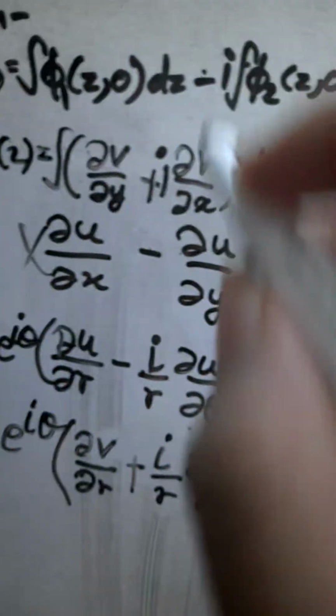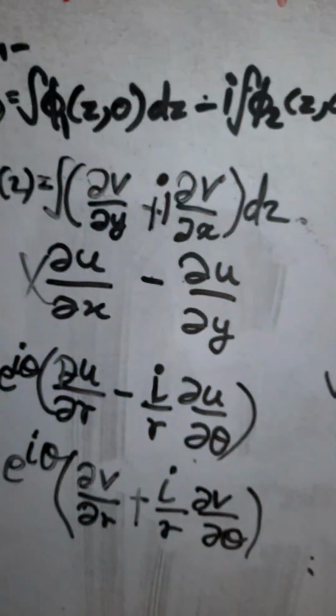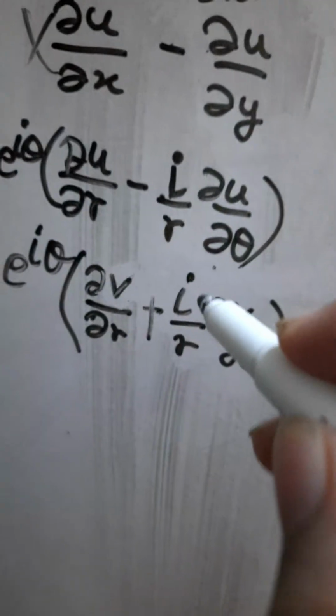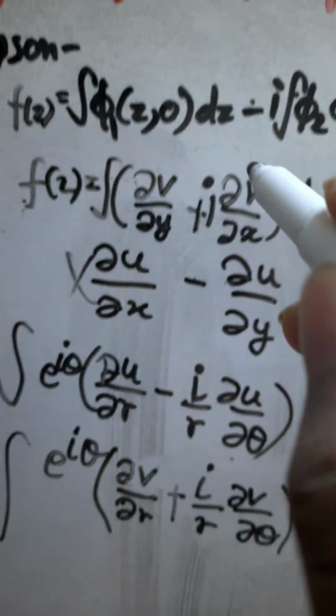You have to add this, and I would be there because this is a complex function. Here it is I, here it is also I, but this is divided by R because in the Cauchy-Riemann equation you also have 1 by R. So that's how it works. And this is integration, added integration, so you can just separate this integration term into these both.